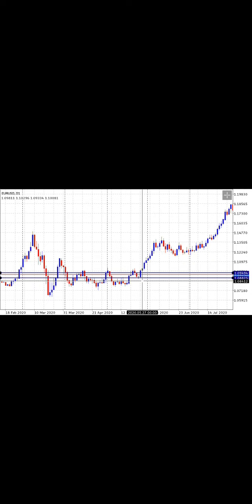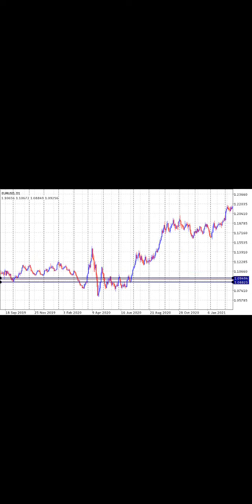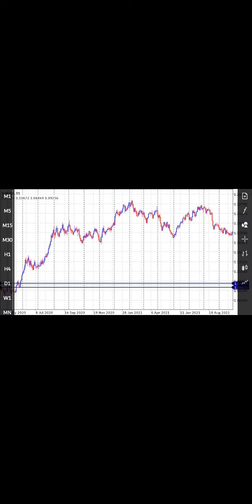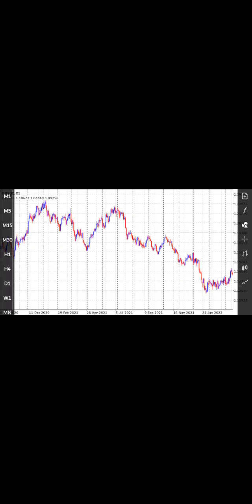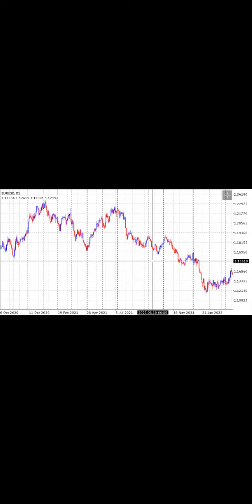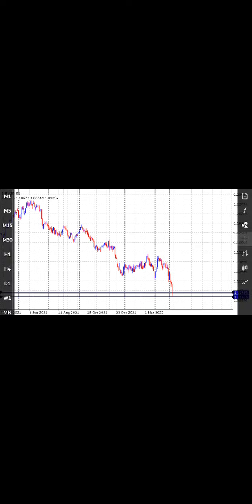So what am I expecting? I'll leave that. Anytime price gets there, you can see price rallied up, rallied up, rallied up. Then what can you see? Price finally coming down, coming down, coming down. And what can we see? You can see price at my order block.